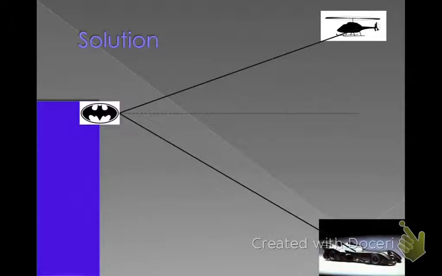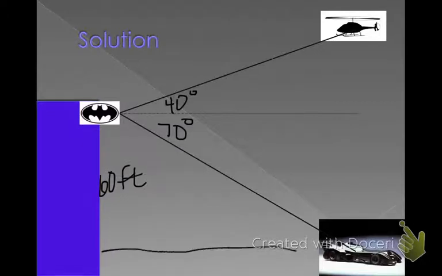This is what the diagram of this problem would look like, and I'll add a little bit of notation here. He has a 40-degree angle of elevation, a 70-degree angle of depression, and he's 60 feet above the ground. So we want to know two things. We want to know the distance along the ground to get to the Batmobile, so I'll call that d, and we would like to know the height above the ground for the helicopter. Let's call that h.